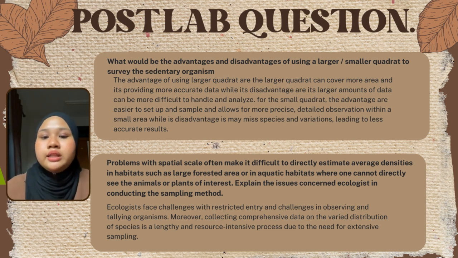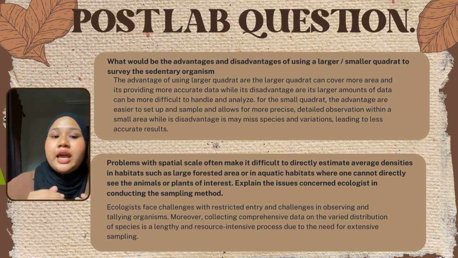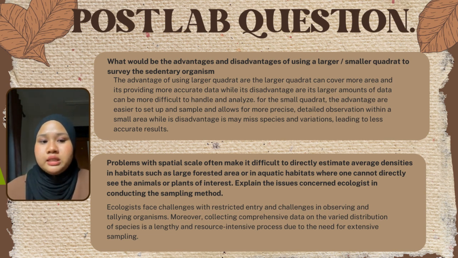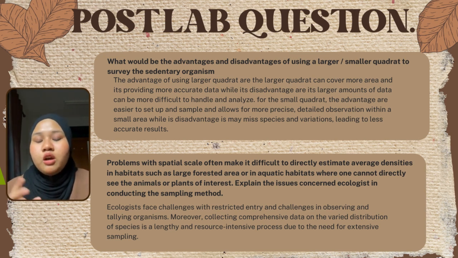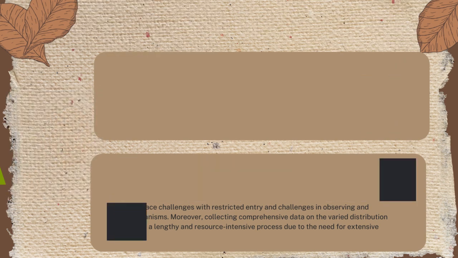For a small quadrat, the advantages are that it is easier to set up the sample and allows more precise, detailed observation within a small area, while its disadvantage is that it may miss species and variation, leading to less accurate results. For question 4, ecologists face challenges with restricted entry and difficulty in observing and tallying organisms. Moreover, collecting comprehensive data on the distribution of the species is a lengthy and resource-intensive process due to the need for extensive sampling.